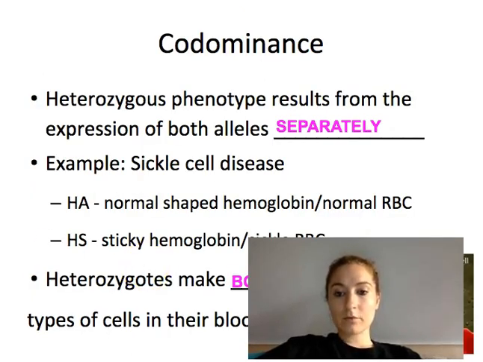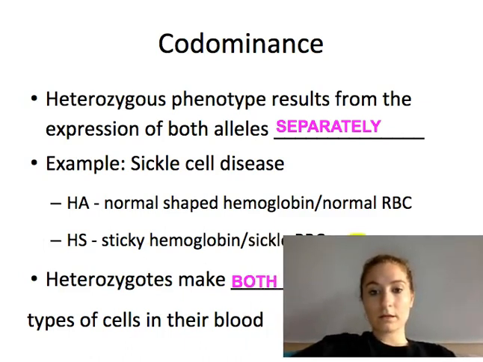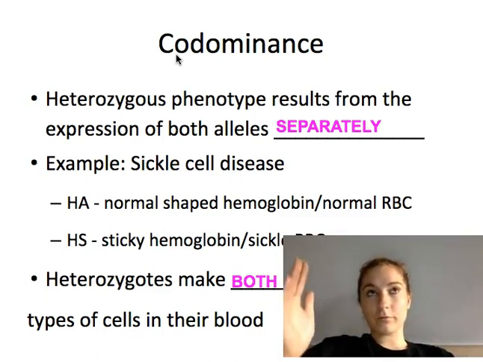The second example is codominance. Okay, so this is the heterozygous phenotype results from the expression of both alleles separately. So back to the flower example, if you have a red flower and a white flower, and you cross them, this time you won't get pink. This time it's codominance, so you're going to show both. Like if you would have a co-teacher in a classroom, there would be both teachers teaching, and in this example you would have both red and white showing, like spots.